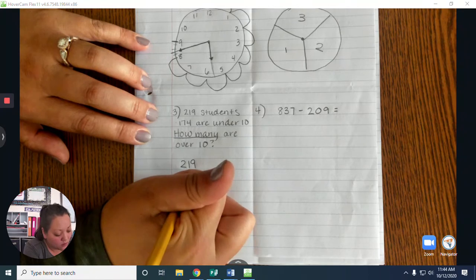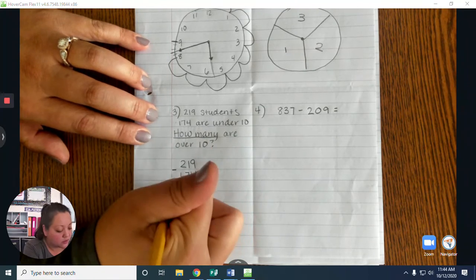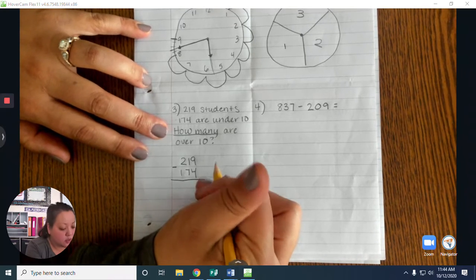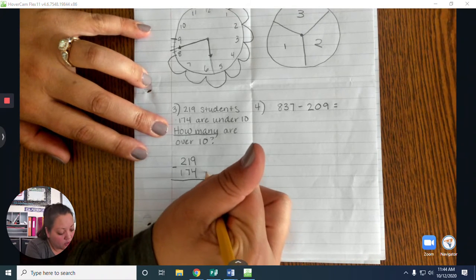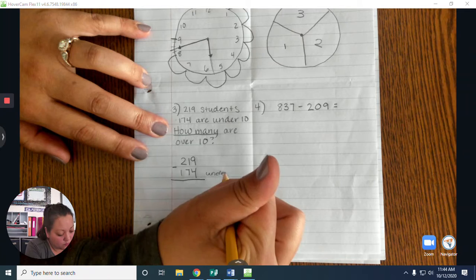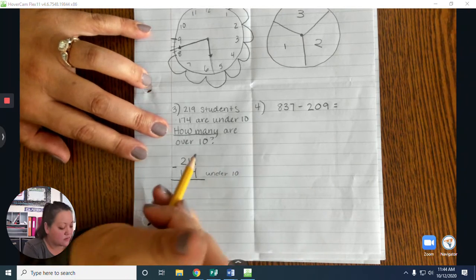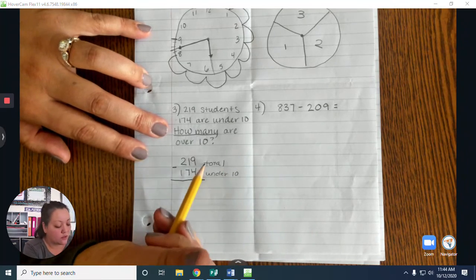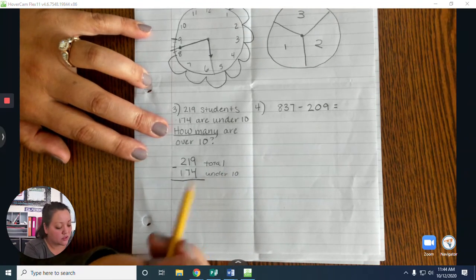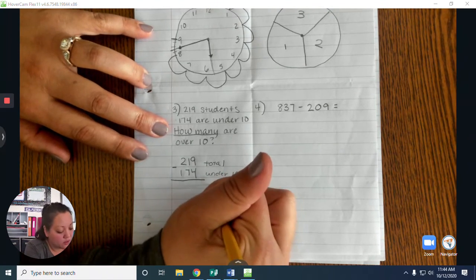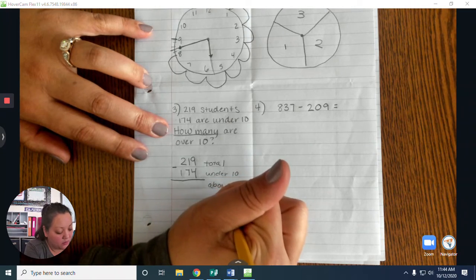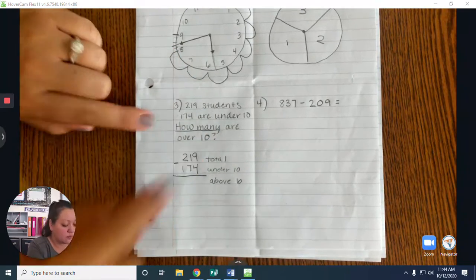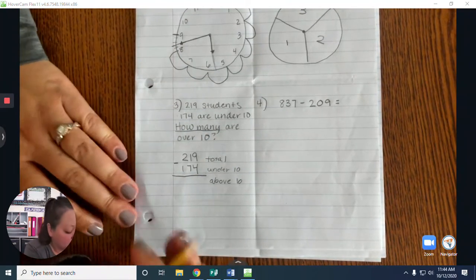174. Okay, so I'm just going to line this up standard algorithm, because this is the number that are under 10 years old. This is the total. So if I subtract from the total the number of students that are under 10 years old, then I will get the number of students that are above 10 years old. And I know that if I were to add these two, they would get me the total. So that's how I've set that up.